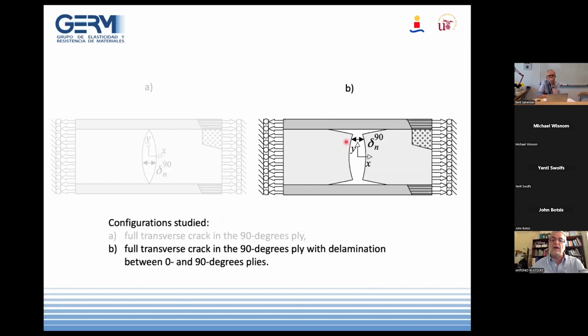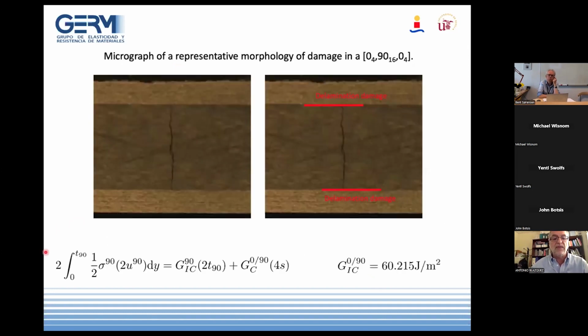If the thickness of the 90 ply is bigger, then the delamination appears, and we use this energy balance in which we assume this is the transverse toughness already obtained. This is the full thickness of the 90 degree ply, and this is the toughness of the delamination crack. We use four because we assume a symmetric configuration. In this case, using a boundary element method, we have obtained a GC for the interlaminar toughness of about 60 joules per square meter.